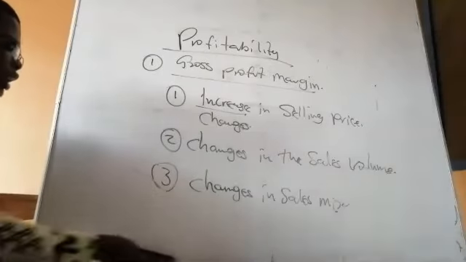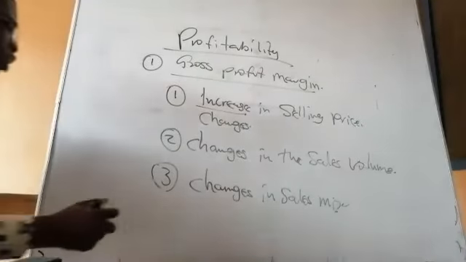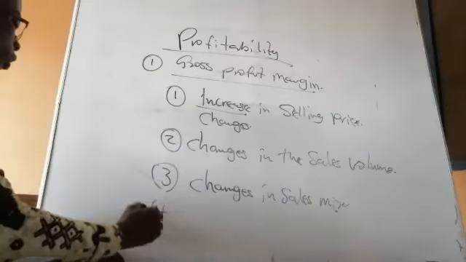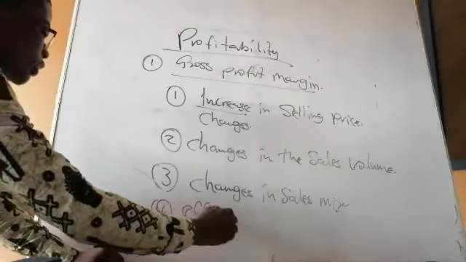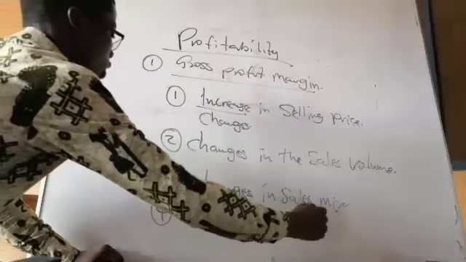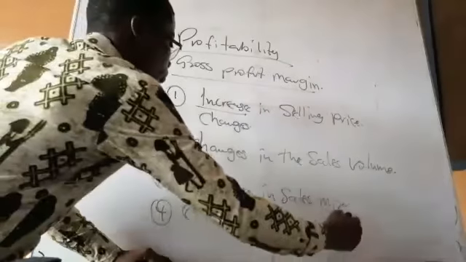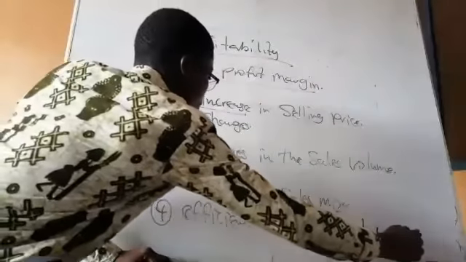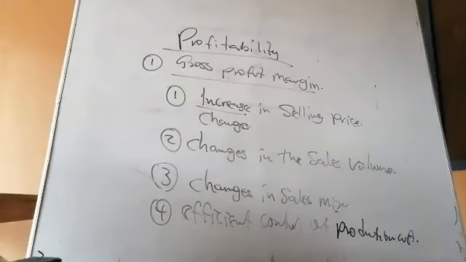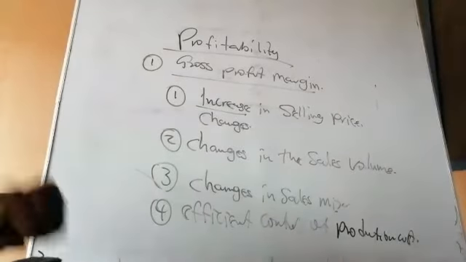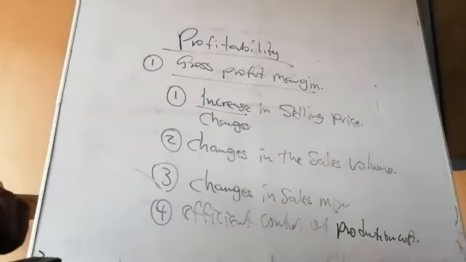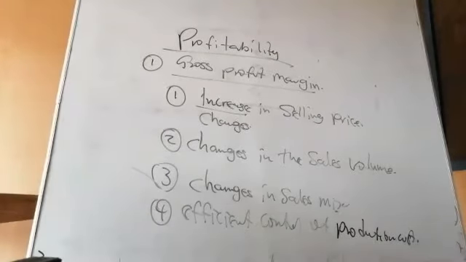Then the fourth one, we can talk about cost of sales. Efficient control of what? Production cost. Number four, efficient control of production cost. The person that can control production cost well, your cost of sales will be reduced and hence gross profit will go up and hence your gross profit margin will increase. That is the reason.